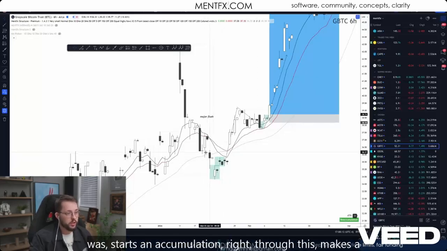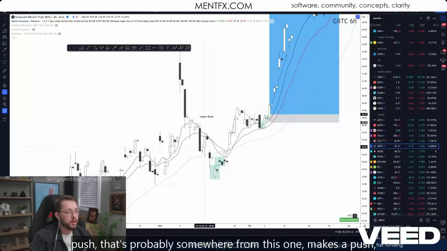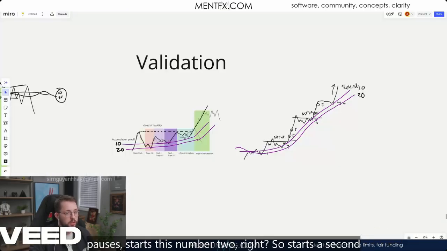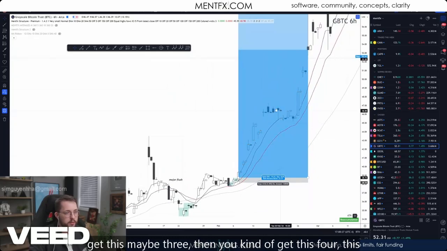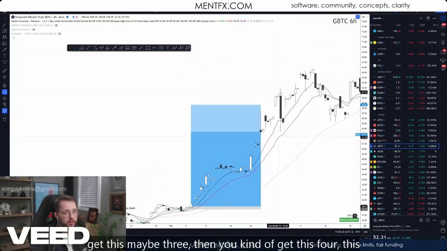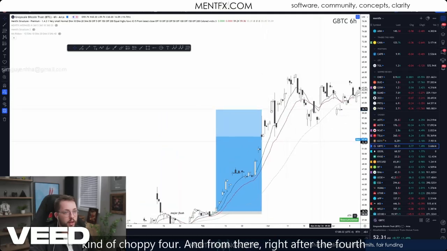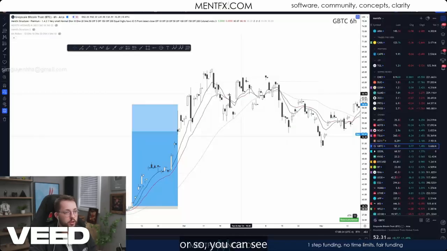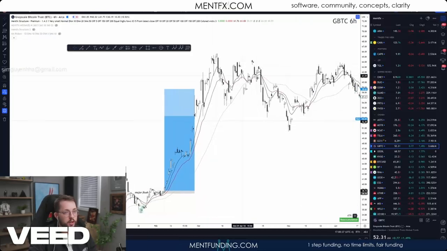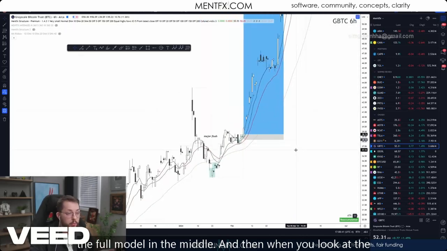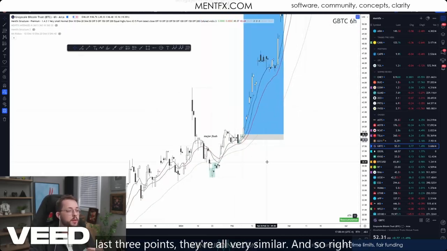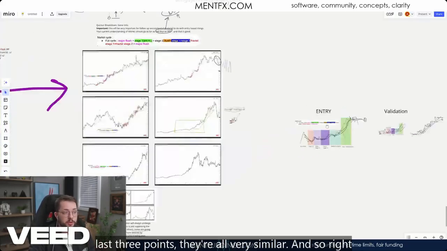Price comes from whatever this was, starts an accumulation right through this, makes a push, that's probably somewhere from this 1, makes a push, pauses, starts this number 2, right? So it starts a second stage or a buildup of a second MB, goes, then you kind of get this maybe 3, then this kind of choppy 4, and from there, right after the 4th or so, you can see we get into chop territory and we kind of fall off, right? But that's a trade I personally traded, and again, it was one of my best trades, but I want to show you it from the exact same perspective of the things I'm teaching you now in terms of characteristics, right?